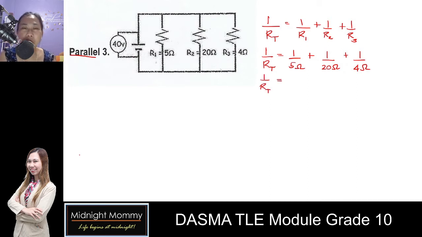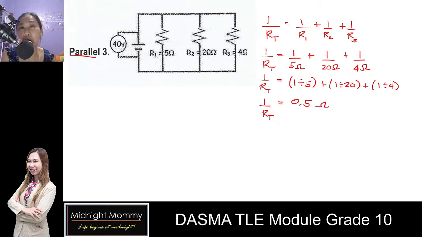Okay, so pag ito gumamit kayo ng calculator, mas maganda gamitin niyo siya ng parenthesis. So katulad nito, parenthesis and then 1 divided by 5. Then press plus and then open parenthesis ulit 1 divided by 20. Then close parenthesis plus, then open the parenthesis 1 divided by 4. Close parenthesis. Okay, bago nyo i-press yung equal, makukuha nyo yung sagot dito is 0.5 ohms.